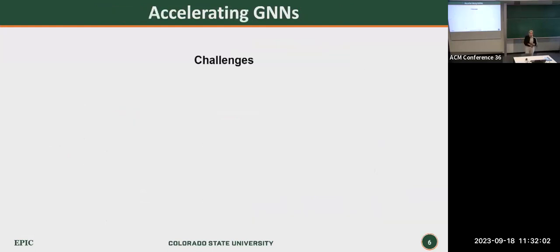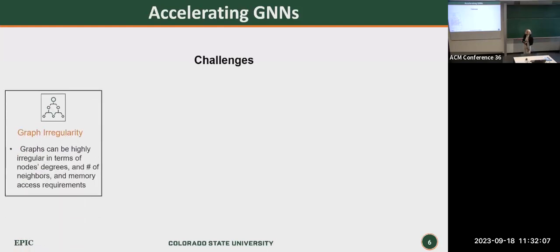So when talking about accelerating GNNs, there are, of course, a number of challenges. Mainly, graphs can be extremely irregular. In the same graph, you can have one node that's connected to only one other node, while another node in the same graph is connected to a million nodes. And this, in turn, dictates having varying memory access requirements as well.